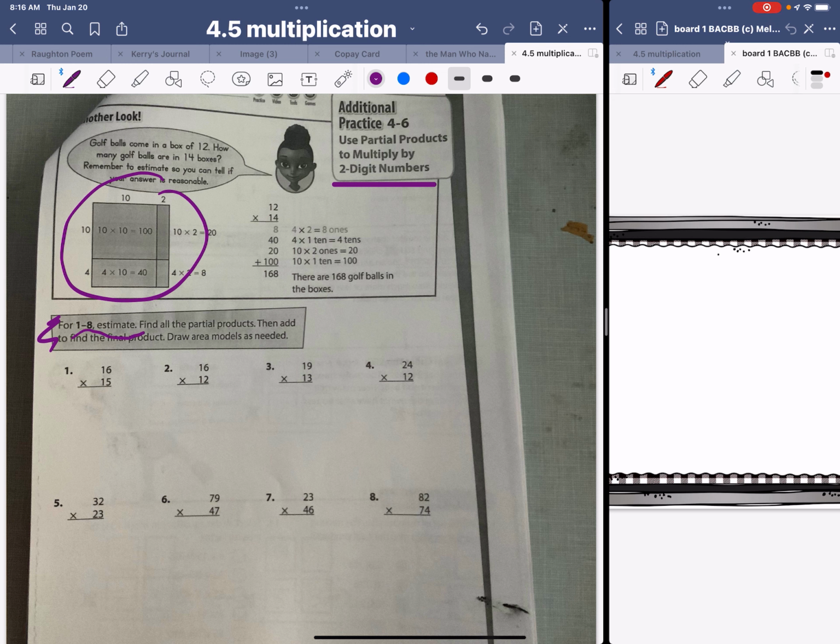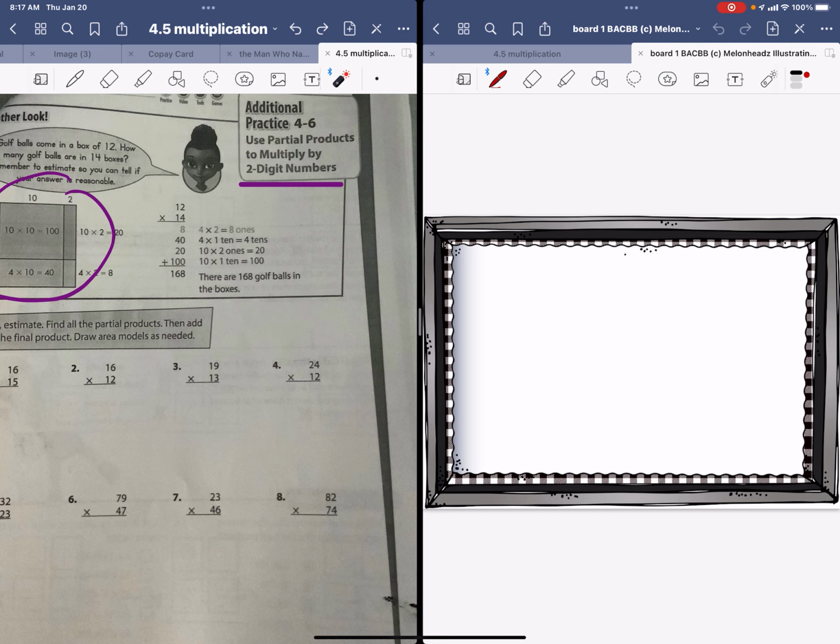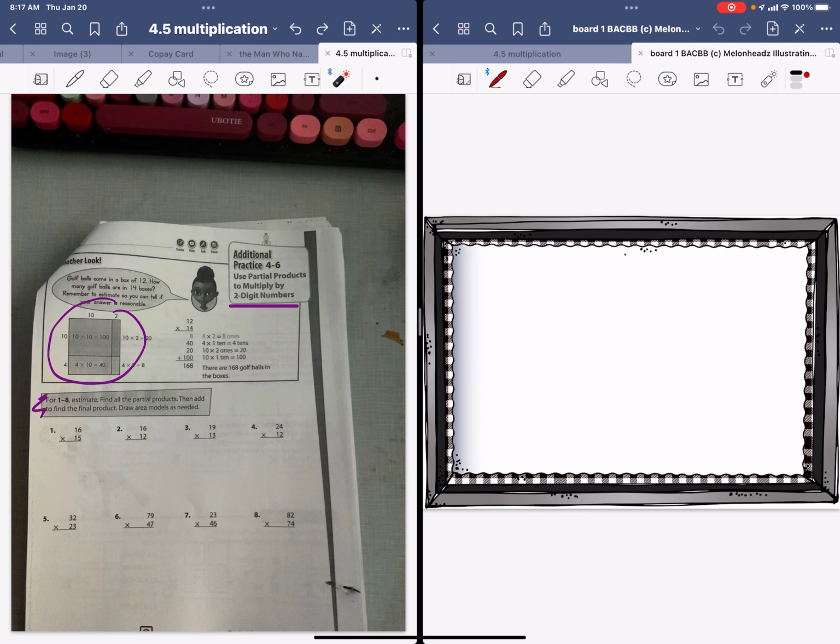So, for 1 through 8, it says, estimate all of the partial products. Then add to find the final product. Draw the area model as needed. I'm going to try it over here on the right-hand side, okay? So I'm going to use both sides, this side and this side. All right, so my first problem is 16 times 15. So we write 16 times 15.